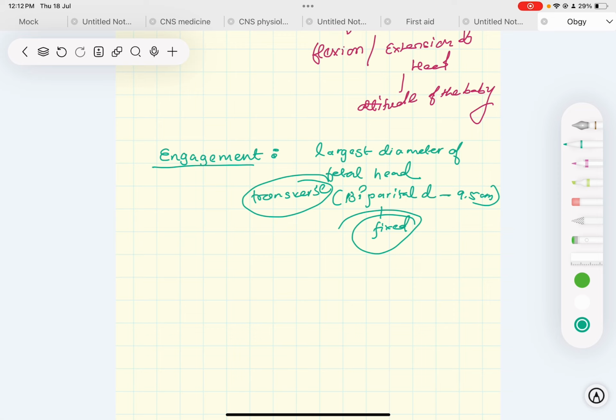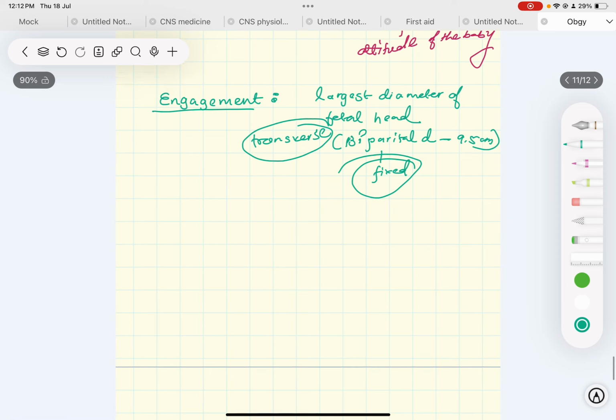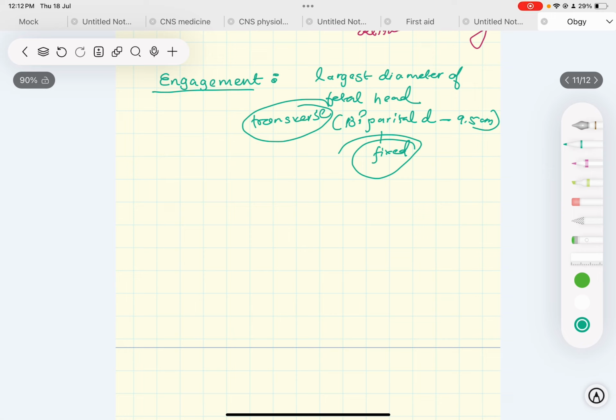And we have seen different diameters, that if it is well flexed, then it will be suboccipito-bregmatic, 9.5 centimeter. If it is deflexed, then the sinciput will be palpated, and occipito-frontal will be the diameter, that is 11 centimeter. Now what is a station? Stations are calculated based upon the lowermost part of the fetal head.